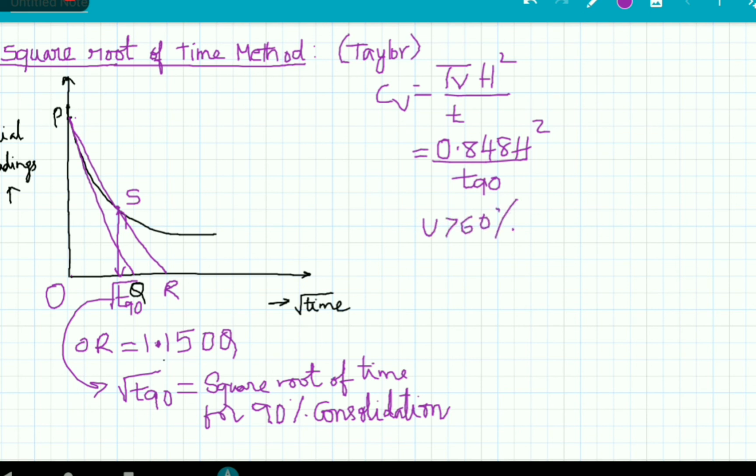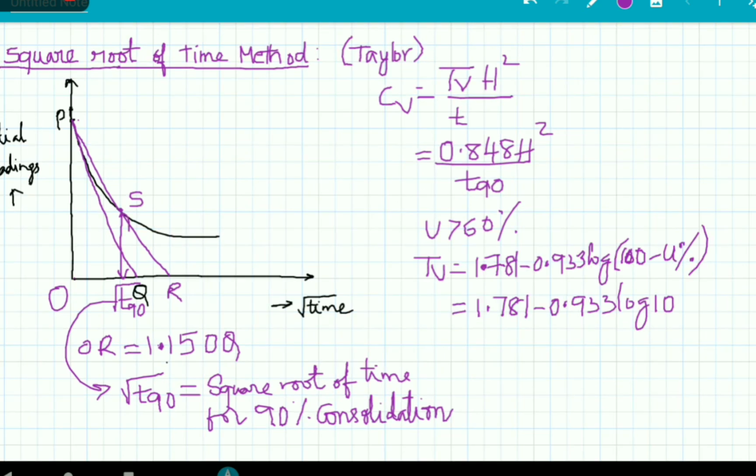Here we have considered degree of consolidation as 90%, which is greater than 60%. So time factor is 1.781 minus 0.933 into log of 100 minus 90. That comes to be 1.781 minus 0.933, which is 0.848. So my coefficient of consolidation here is 0.848 into h square by t90.